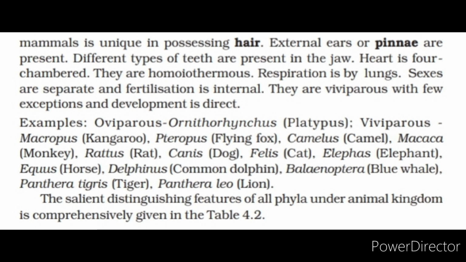Examples: oviparous, Ornithorhynchus, platypus; viviparous, Macropus, kangaroo; Pteropus, flying fox; Camelus, camel; Macaca, monkey; Rattus, rat; Canis, dog; Felis, cat; Elephas, elephant; Equus, horse; Delphinus, common dolphin; Balaenoptera, blue whale; Panthera tigris, tiger; Panthera leo, lion. The salient distinguishing features of all phyla under Animal Kingdom are comprehensively given in Table 4.2.